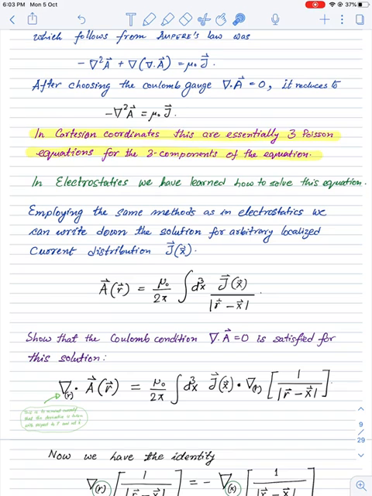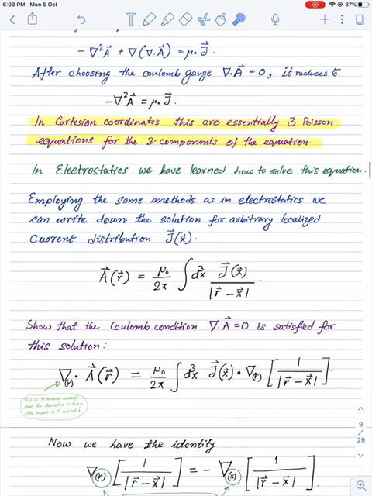So now we can just take this up and use the fact that we know how to solve the Poisson equation. And these are 3 Poisson equations. So component by component, we can write down the solution to the Poisson equation, which is of this form.